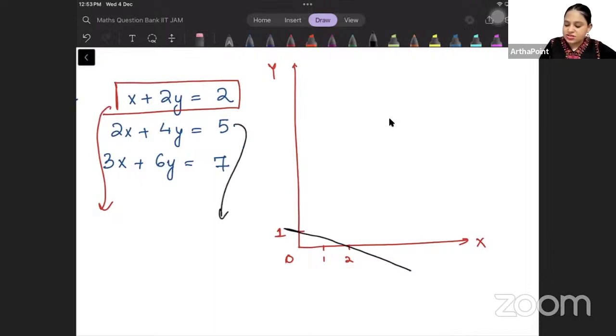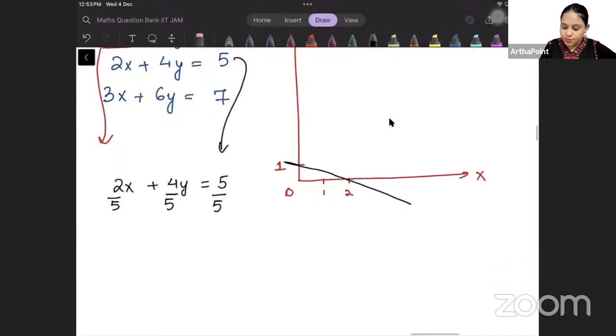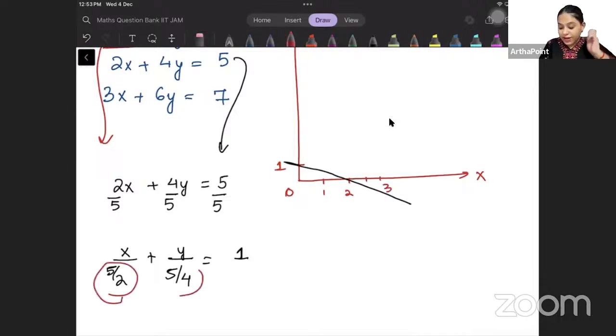If I try to plot the second one, I will have 2x plus 4y is equal to 5. I can divide by 5 throughout, and I will get x by 5 by 2 plus y by 5 by 4 is equal to 1. 5 by 2 means 2.5. So if I take this as 3, 2.5 will come here, this is the x coordinate. And 5 by 4 means 1.25, so more than 1, somewhere over here. Okay. So if I join this, I will get a line like this.